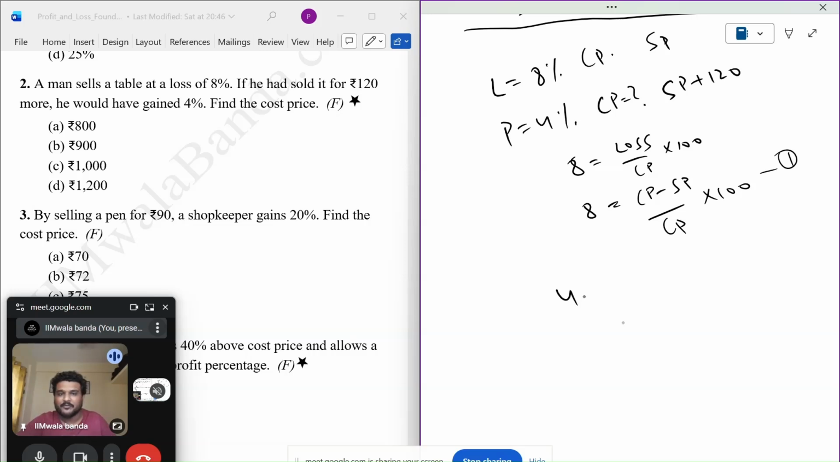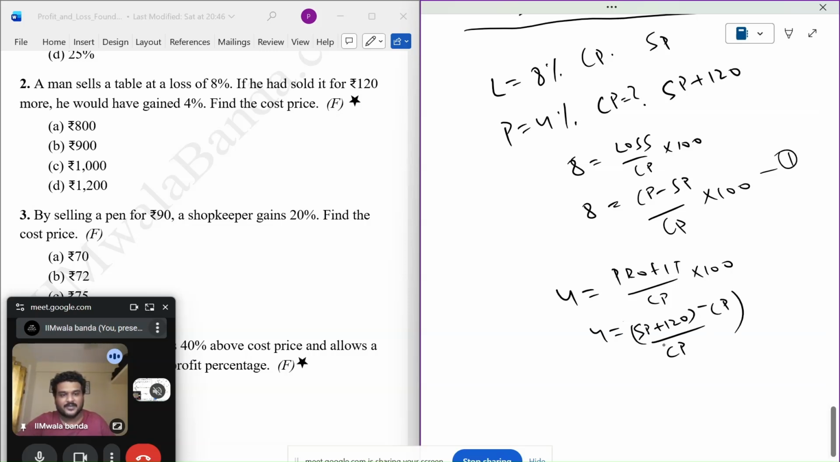Now, next time, profit percentage, which because it's the first few questions, we will write it in this way, but I want you to directly write profit, whatever it was, which is always selling price minus cost price upon cost price. And this is not selling price, this is new selling price, which is SP plus 120 in this case.